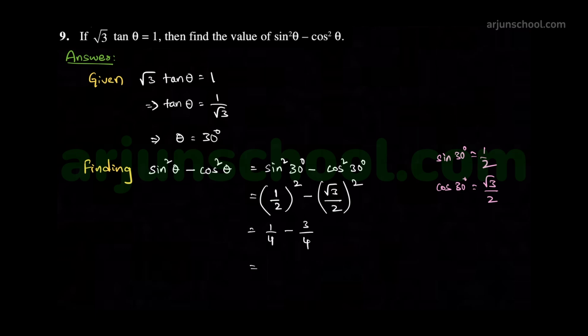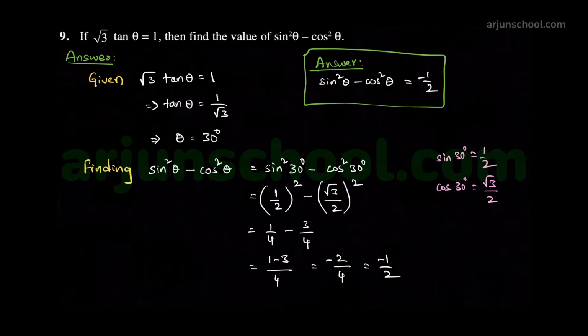Taking 4 as LCM, in the numerator we get 1 minus 3, that is equal to minus 2 by 4, which is equal to minus 1 by 2. Therefore, the answer for the given expression sin² theta minus cos² theta is equal to minus 1 by 2, given root 3 times tan theta is equal to 1.